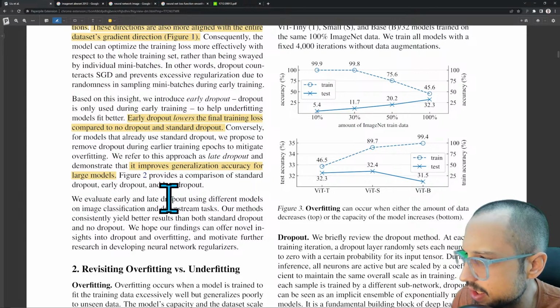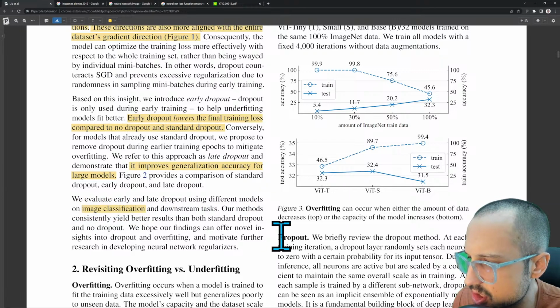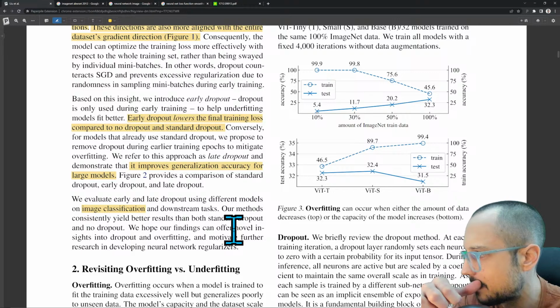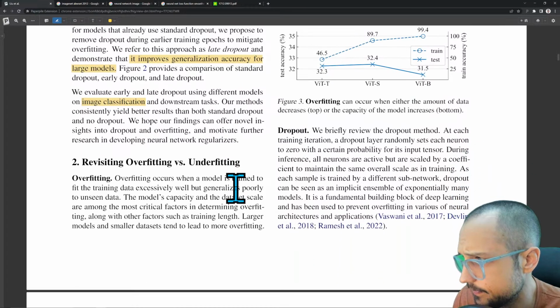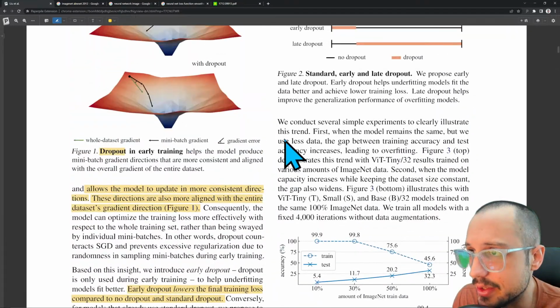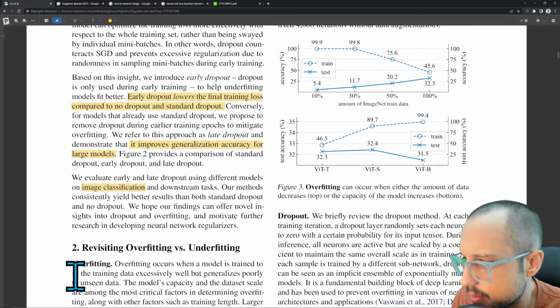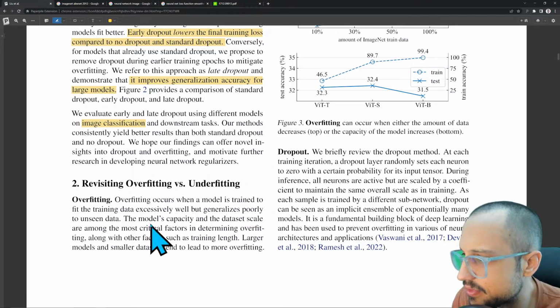We evaluate early and late dropout using different models on image classification and downstream tasks. So they're doing ImageNet, of course. ImageNet is an image classification benchmark. Our methods consistently yield better results than both standard dropout and no dropout. We hope our findings can offer novel insights into dropout and overfitting and motivate further research in developing neural network regularizers. Revisiting overfitting versus underfitting. Okay, so now they're going to think more deeply about what overfitting and underfitting actually mean.